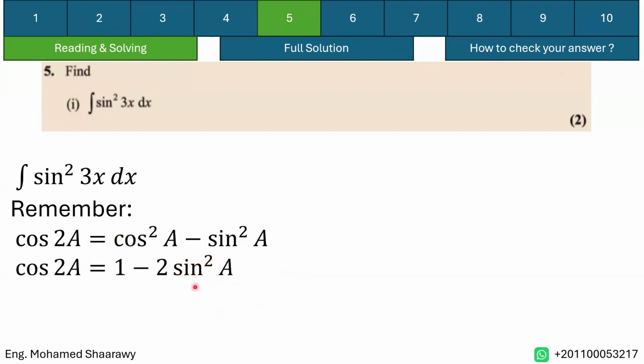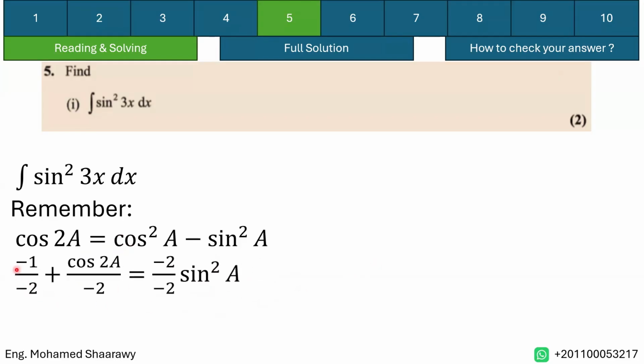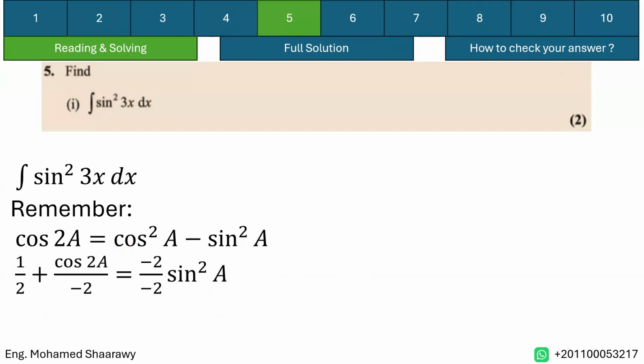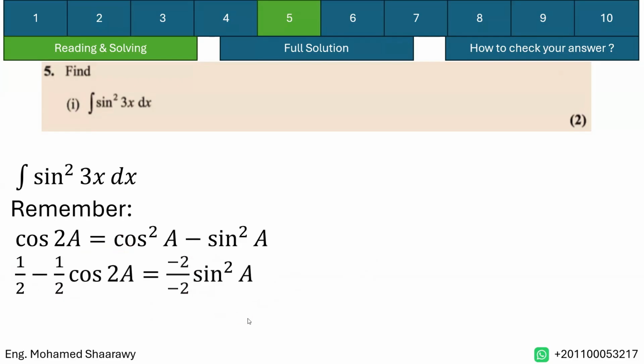And if I want sine squared to be the subject, I can subtract both sides by negative 1. I can now divide both sides by negative 2. So negative 1 over negative 2 is 1 over 2. This will be negative half. This will be 1. So whenever I see sine squared of an angle, I can replace it by half minus half cosine double the angle.